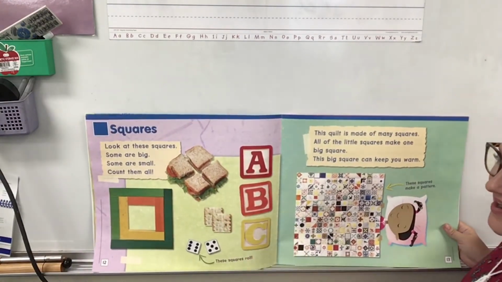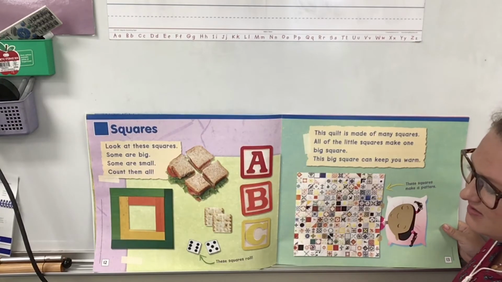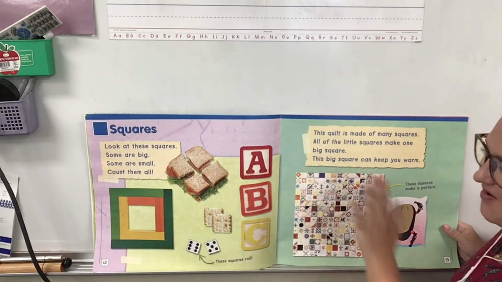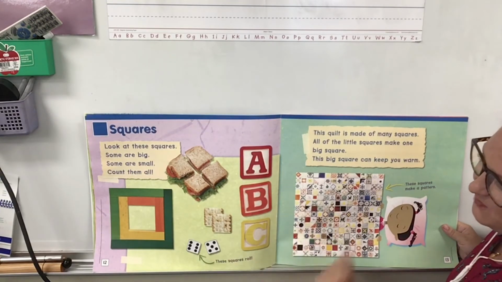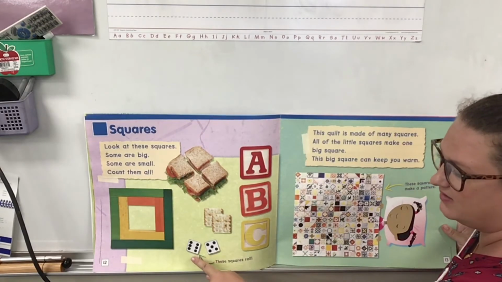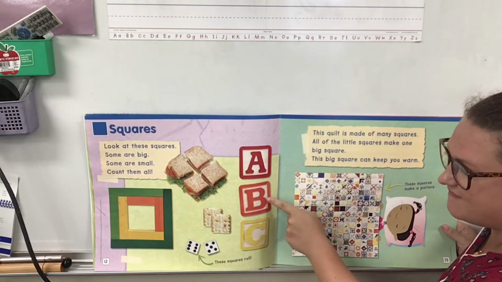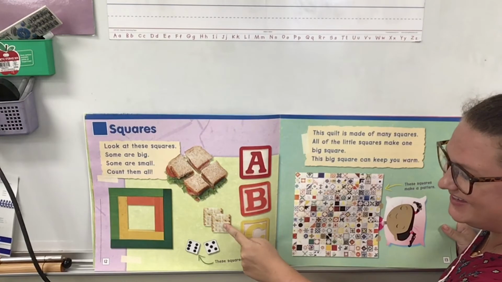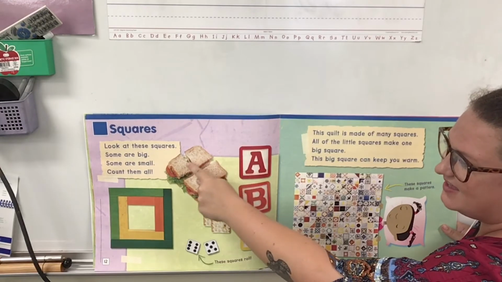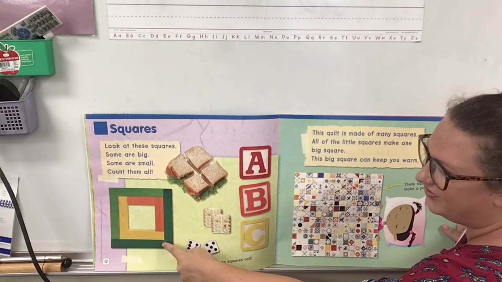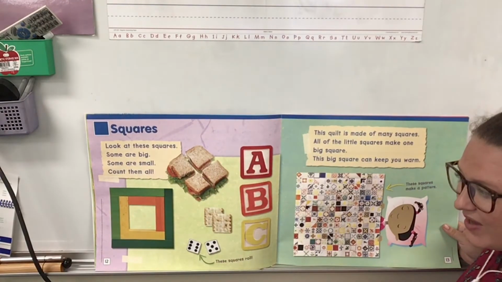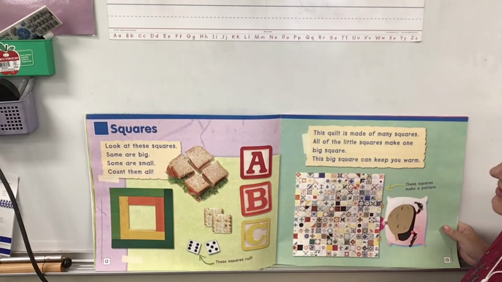Wow, even more squares. Look at these squares. Some are big, some are small. Count them all. So I bet we have time to count all the different squares on this page. Let's try. 1, 2, 3, 4, 5, 6, 7, 8, 9, 10, 11, 12. And I bet we could even count the whole sandwich as a square too, which would make 13 squares. That is a lot of squares.